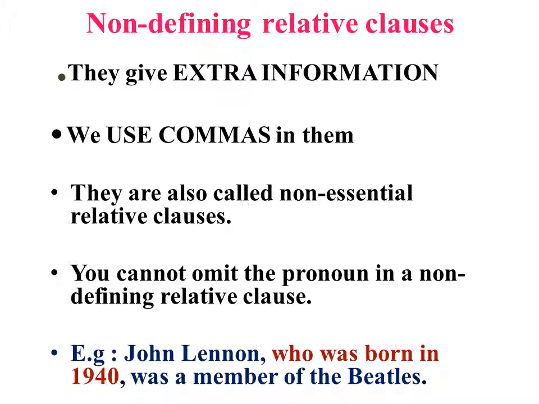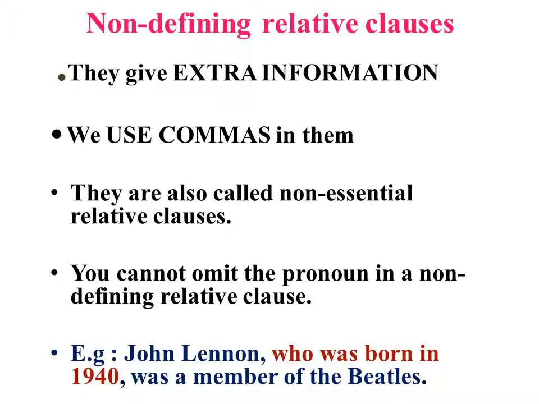Non-defining relative clauses give extra information. This is number one. Number two, we use commas in them. You can also find that in the non-defining relative clause there are commas, and in the defining there is no comma. They are also called non-essential relative clauses: not important, extra information. I can omit this information and the meaning would remain the same. You cannot omit the pronoun in a non-defining relative clause.